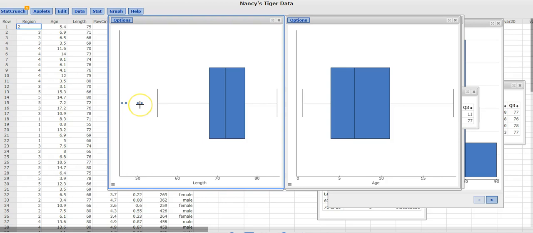So again, I can kind of tie this to what I've seen in the other graphs, and I can assume that these shorter lengths have to do with my younger tigers. But after that, I've got a bunch of lengths here that are between 68 and 77. That's where this box is, between the Q1 and the Q3. And I can also see on the ages that I've got a lot of ages between about 4 and about 11. So that's my advice for what to do with the graphs and everything when you're trying to look at the relationship between two quantitative variables.